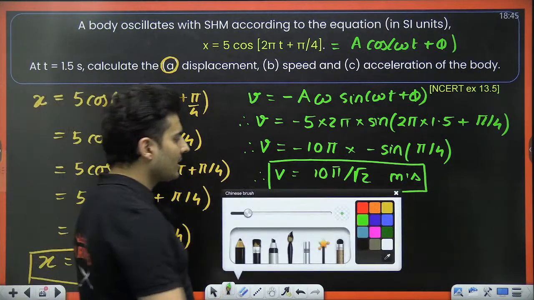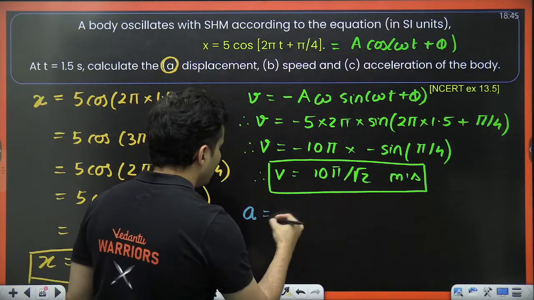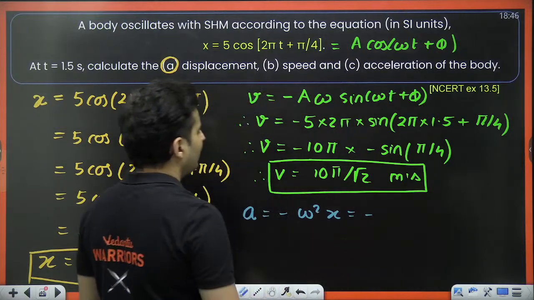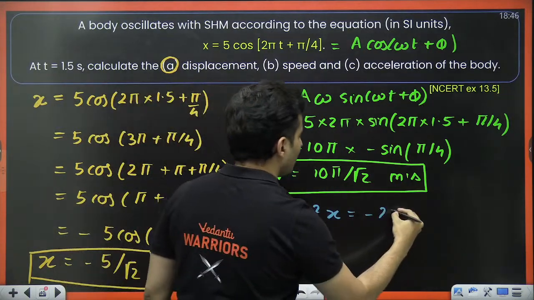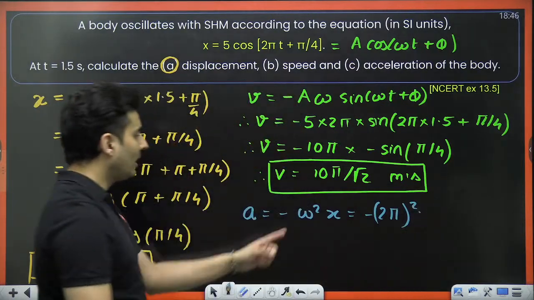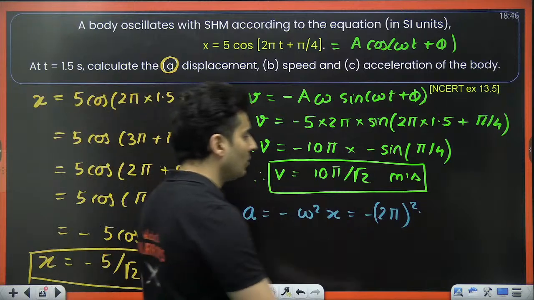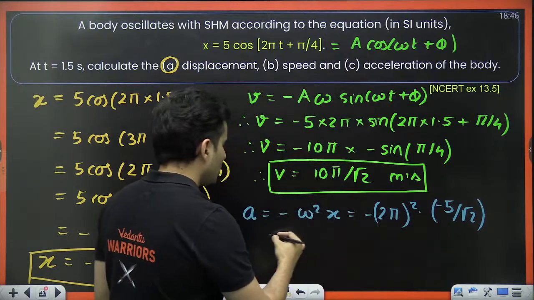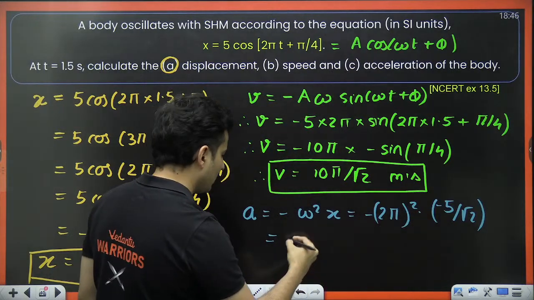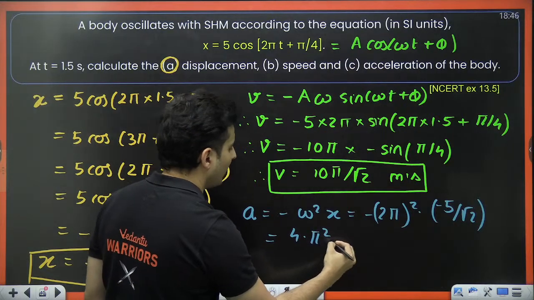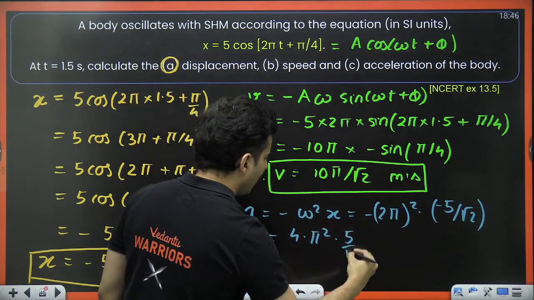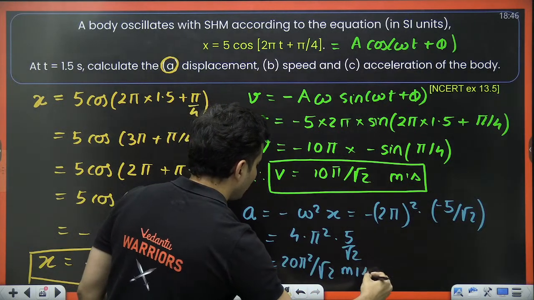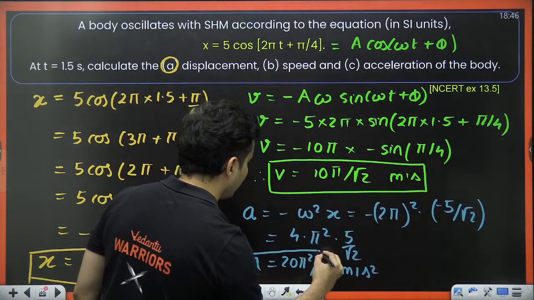Last is acceleration. I can use the equation or just use the −ω²x formula. So minus, ω value is 2π, squared, into the value of x, which is −5/√2, and that is also with a negative sign. So minus and minus makes it plus. 2 squared is 4, π squared is π squared, into 5/√2, 4 fives are 20. So 20π²/√2 meters per second squared. That is the acceleration.